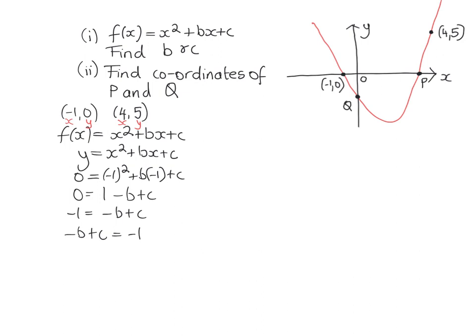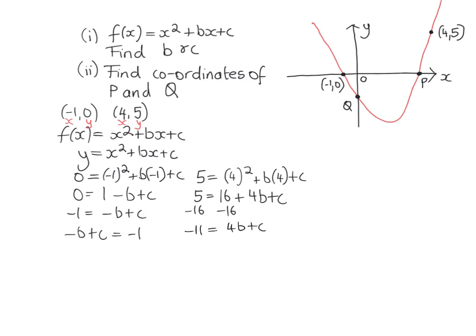The second point we have then is 4, 5. So this will become 5 is equal to 4 squared plus b times 4 plus c. We get 5 is equal to 16 plus 4b plus c. I'm going to take 16 from both sides here. 5 minus 16, which is minus 11, is equal to 4b plus c. So this would be 4b plus c is equal to minus 11.